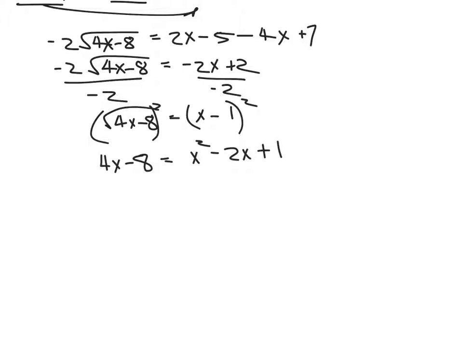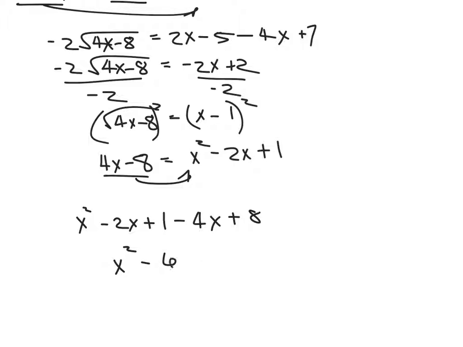And again, I'm trying to get all my stuff on one side of the equal sign. So I'm going to move all of this over here. So I get x squared minus 2x plus 1 minus 4x plus 8, which gives me x squared minus 6x plus 9 equals 0.